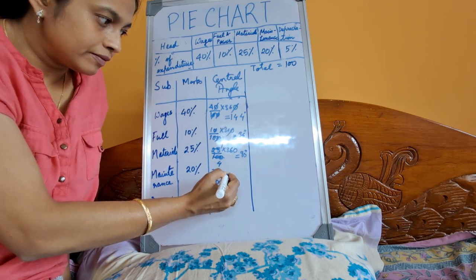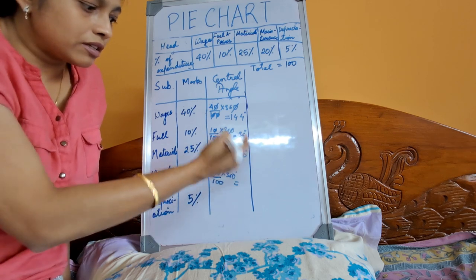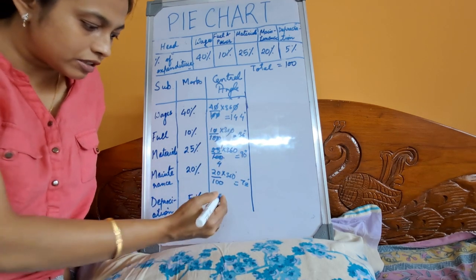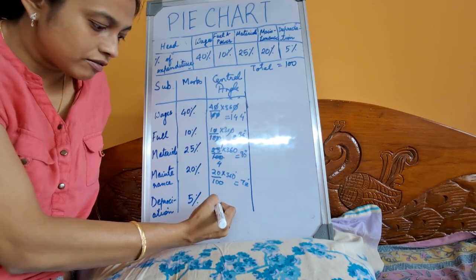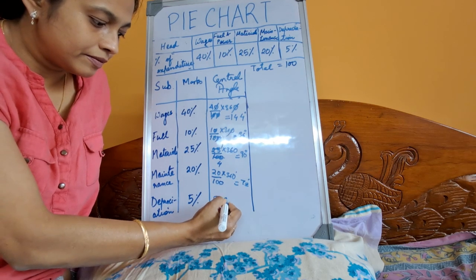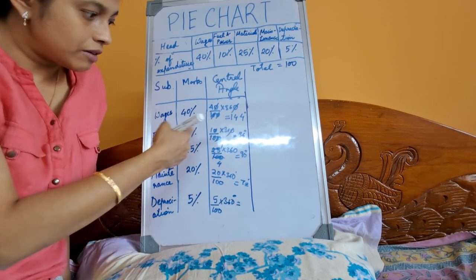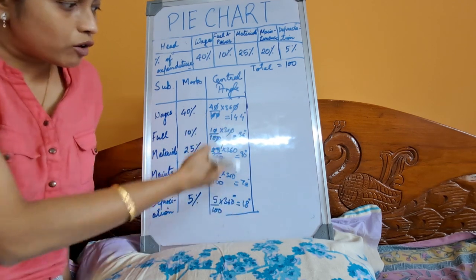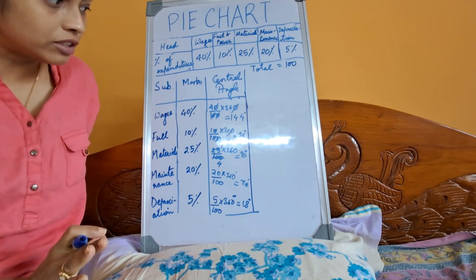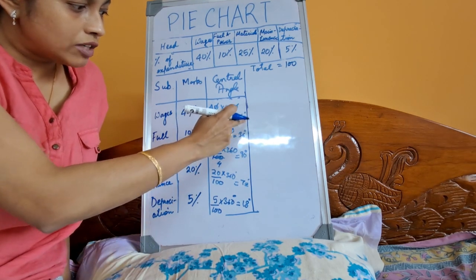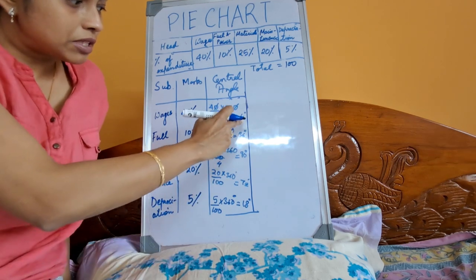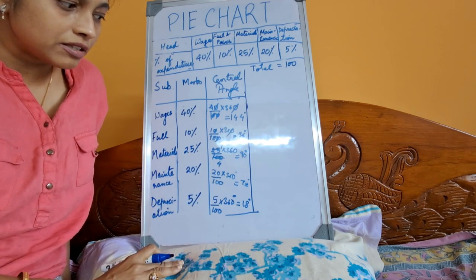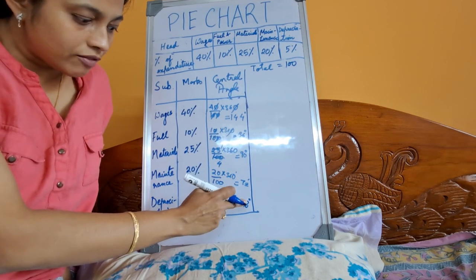20%. So 10% is 36, this will be 72 degrees. And 5%. Let's see, 10% is 36, 5% will be half of that, 18 degrees. Now let's add all of them to check whether my calculation is actually correct. So 144 plus 36. 6 plus 4 is 10, it becomes 150 and 30, 180. 180 plus 90 is 270 degrees.